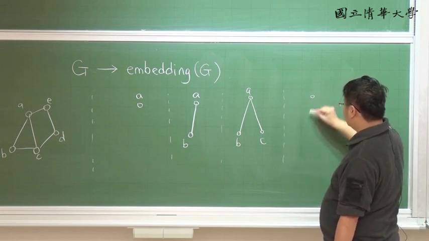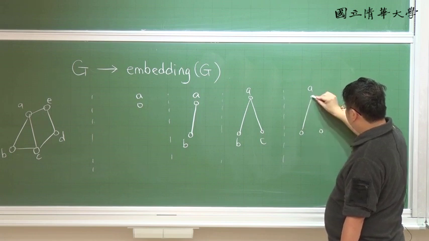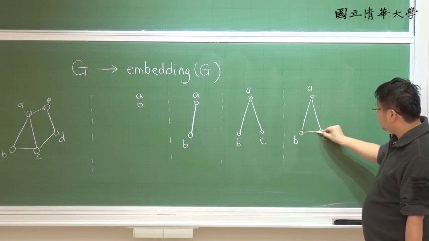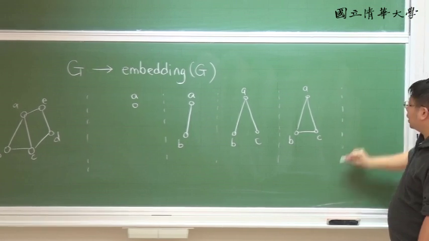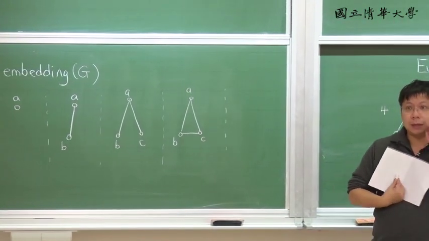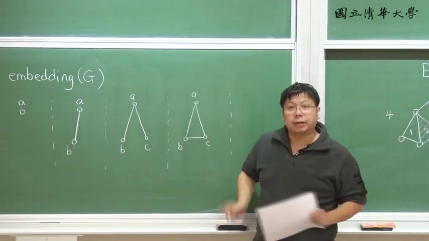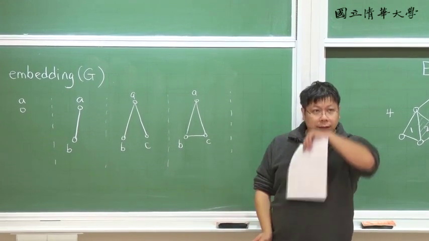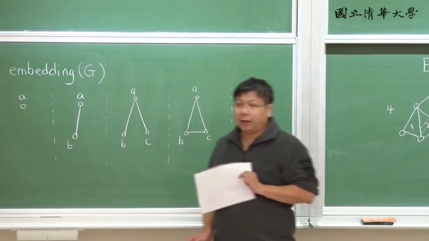And then after that, we add one more edge. So we have A, B, C. Maybe we are closing this one. We add the edge BC. Is that okay? So every time, what we are going to do is we add an edge. We start with a single vertex at the beginning, and then we add an edge, so that at any step, the graph is connected. Is that okay?